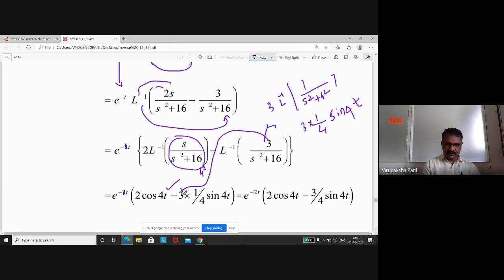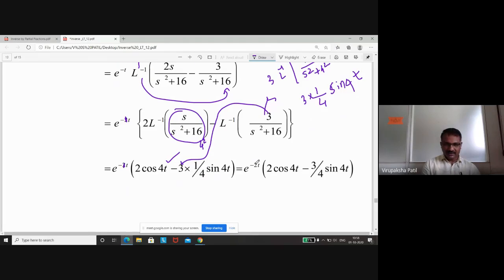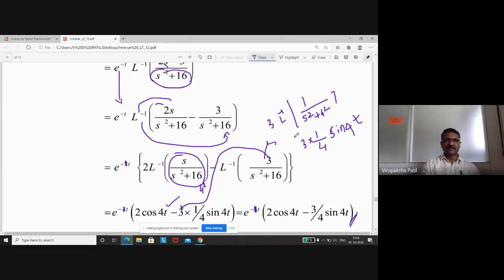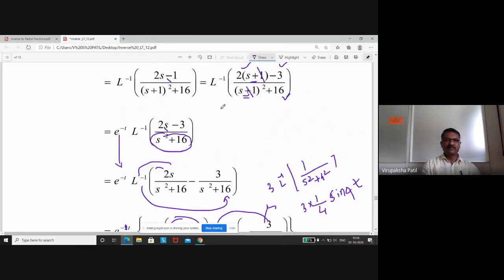So you can write this one as 3 into 1 by 4 into sine 4t. So finally you will get, by mistake I have written 2 here, it should be 1, okay. So it becomes e to the power minus t into 2 times cos 4t minus 3 by 4 times sine 4t. This is one of the very, very important examples which has been asked in your examination. If you have any queries in this example, you can ask now.